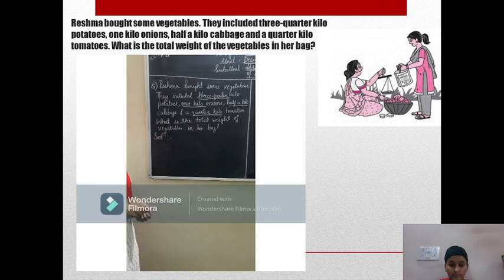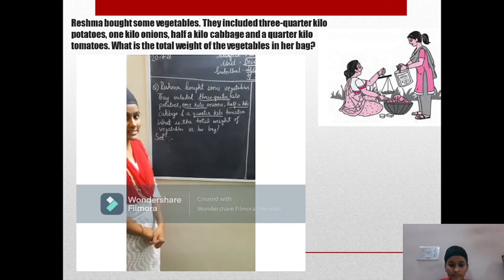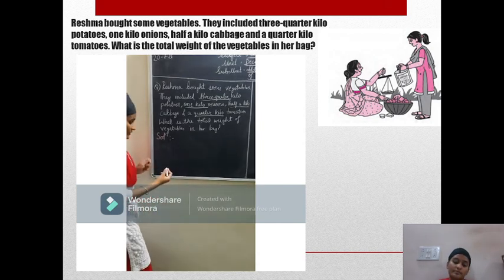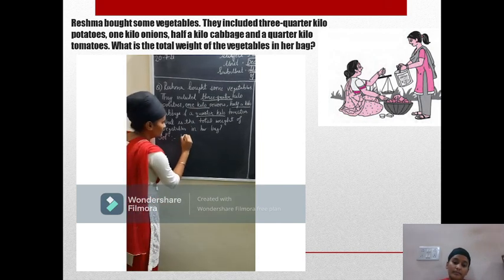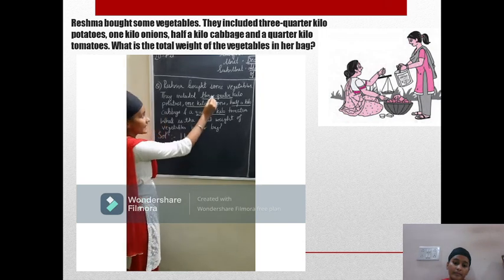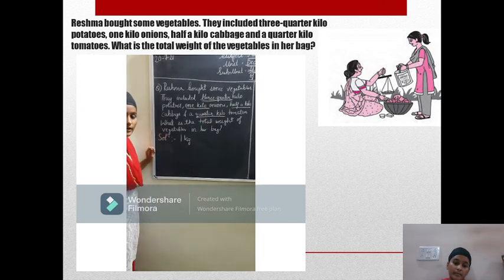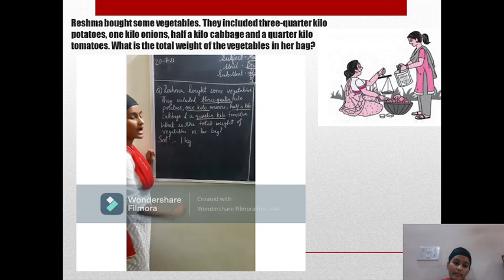So I will write the quantities first. We will always write the given. So first 1 kilo, second 3/4. How much is 3/4, students? 3/4 kilos is how much grams?